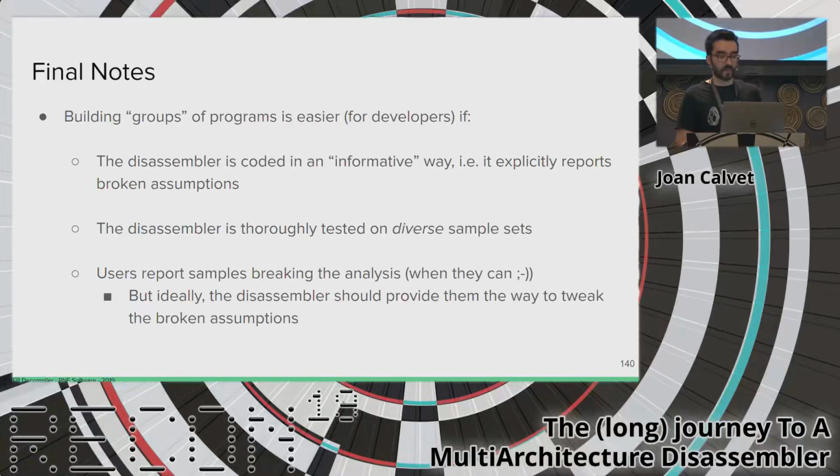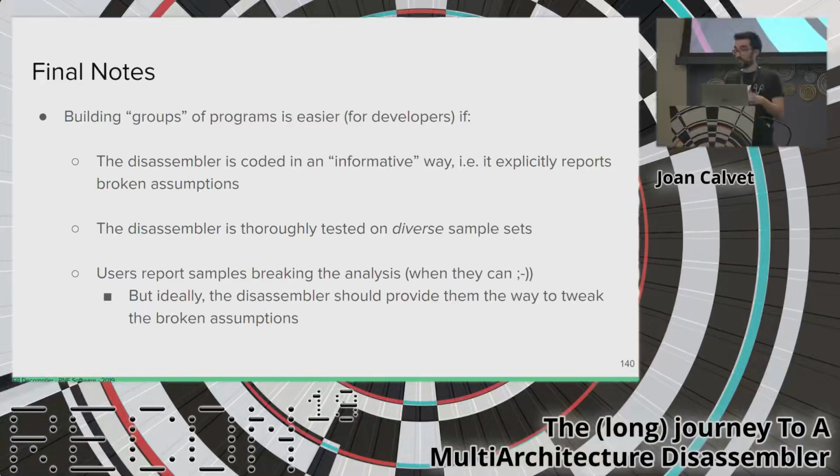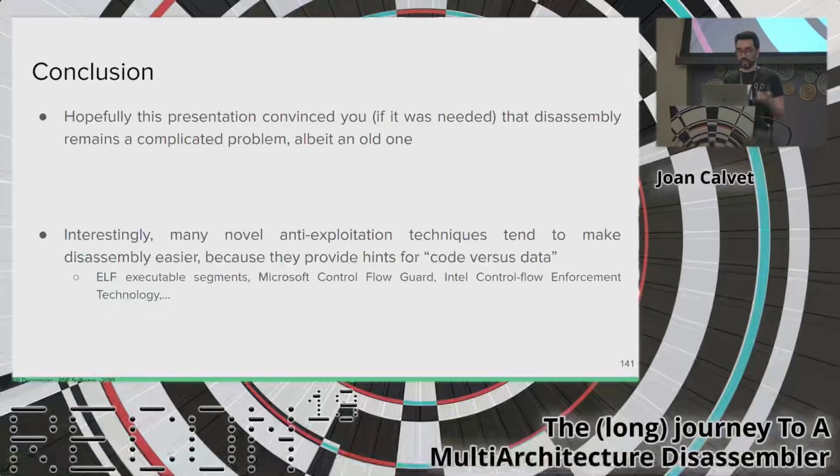Also, it really helps when users report samples. Often the fix is just to tweak the group definition. And on the other hand, the disassembler should provide the user the ability to fix the broken assumption from the UI. So hopefully this presentation convinces you that disassembly remains a complicated problem.